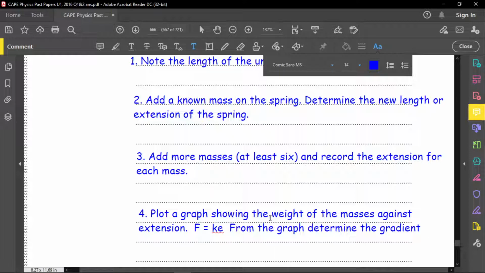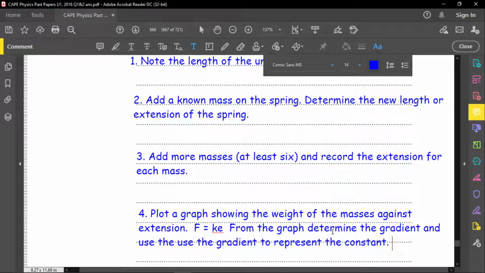Okay, so from the graph, determine the gradient, and use the gradient, because the gradient will be the constant, to represent the constant. Okay, that's very important there. So that's how we determine a constant.